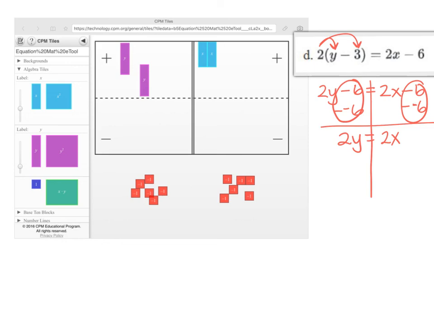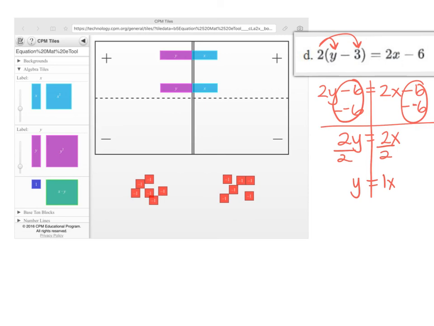Okay, now I want to know what 1y equals. So I am going to take these 2y tiles and I'm going to divide them in piles of 1. And now I'll take my x tiles and I'll also divide them among the 2 piles. So when I divide both sides of this equation by 2, I am left with 1y, or y, is equal to 1x.